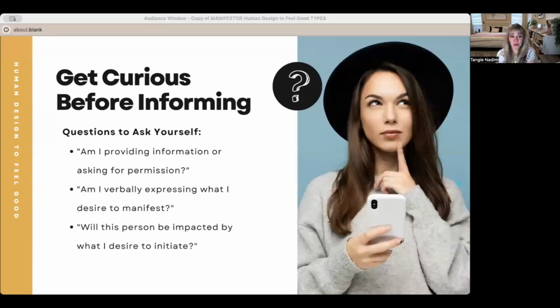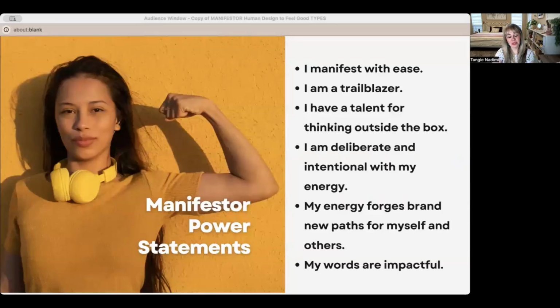So get curious before informing. Ask yourself the question, am I providing information? Am I providing objective information, or am I asking for permission? Am I verbally expressing what I desire to manifest? So being very clear and knowledgeable of what you are saying, what you're manifesting with your words. And will this person that I'm informing be directly impacted by what I desire to initiate or by what this impulse is for me?